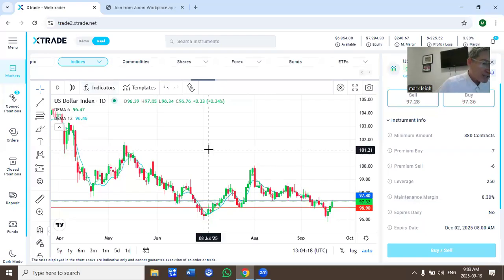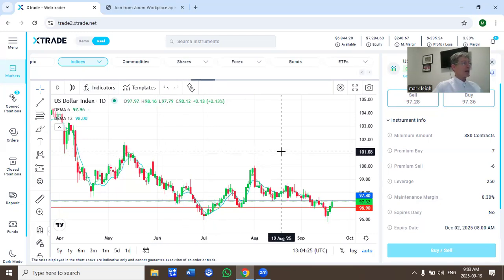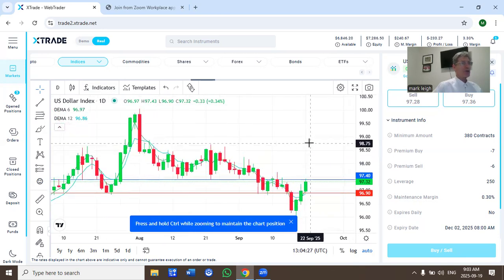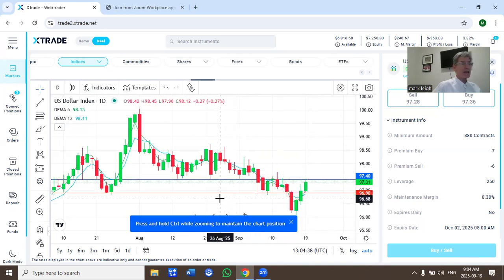Here it's Friday, September the 19th, just after 9 a.m. Eastern. US session now underway. And let's have a look how the US dollar is performing today. Another strong day, green candlestick, higher high, higher low, demand for US dollars for the third consecutive day. I've got support at 96.90 and resistance established at 97.40.